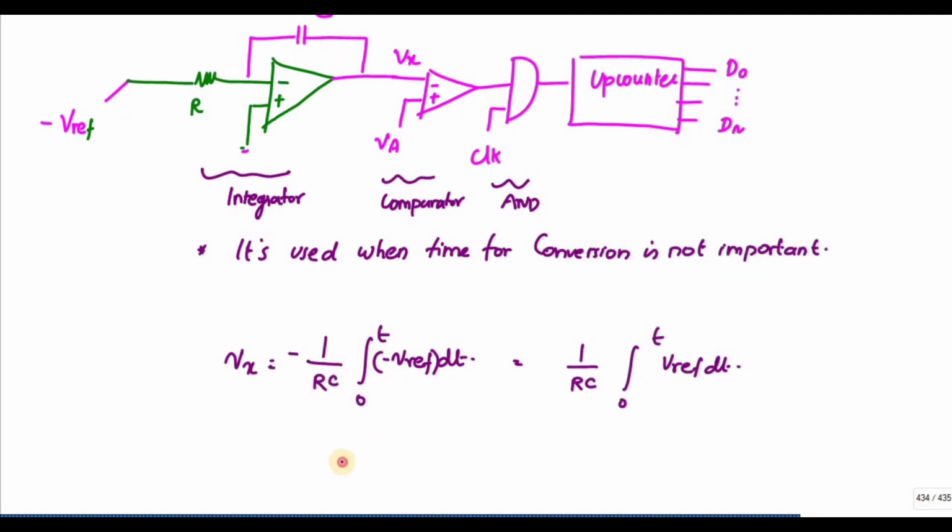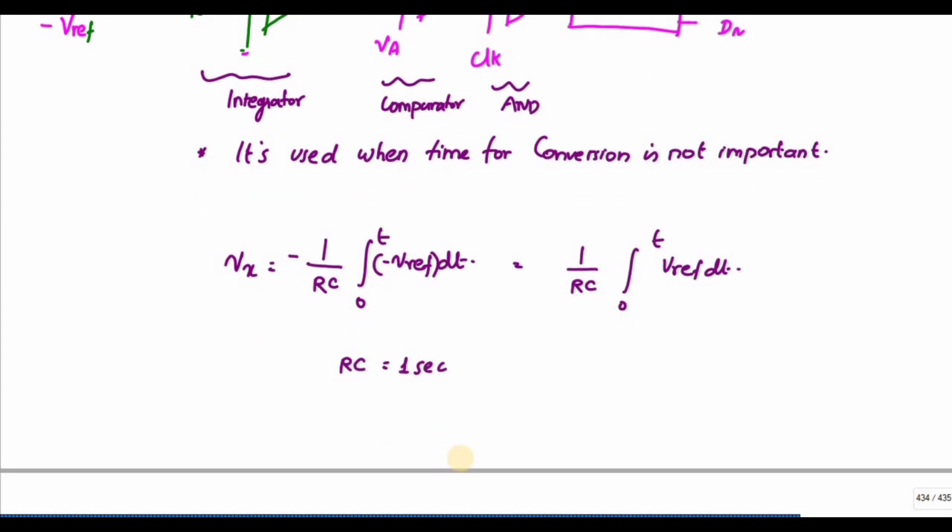If I multiply R and C, the value is in terms of seconds, right? So the RC value is equal to 1. Okay. So I can write Vx is equal to integration from 0 to t of V reference, which is 5.4, dt. So if I solve, I will get 5.4 t.